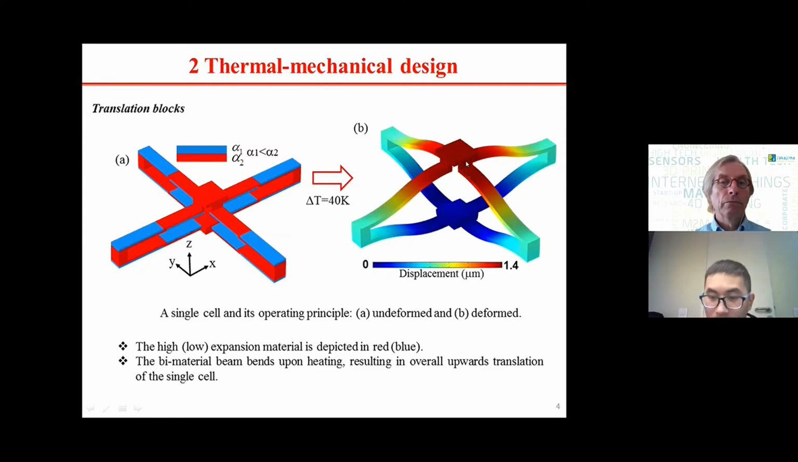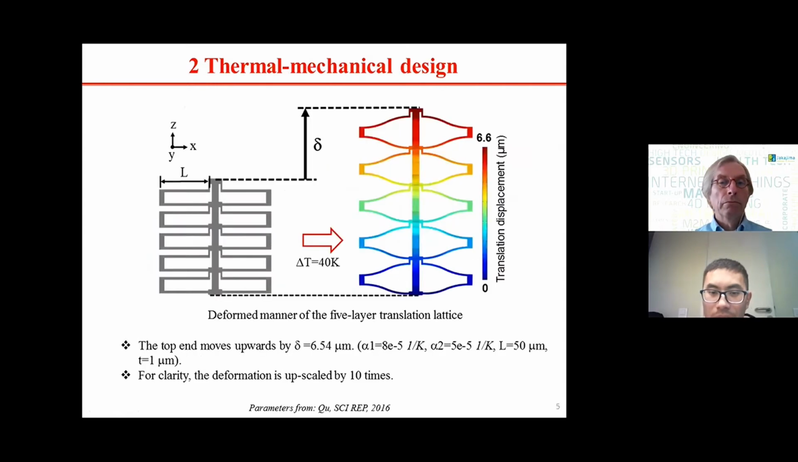Using this unit cell, here we use 5 unit cells to build a lattice. As you can see here, for this lattice, again, if you heat it, you will get an upwards translation. That is just one of our robot arms.